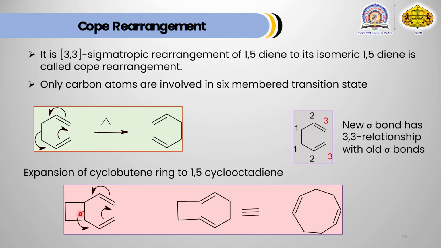Once again, there is movement of the pi bond as well as the sigma bond. This is a cyclobutane ring, and to this cyclobutane ring, two substituents are attached. Movement of pi electron, movement of sigma electron, and formation of this bond is taking place. At the same time, this bond is broken, and this is the product which is obtained. We can write this product like this.